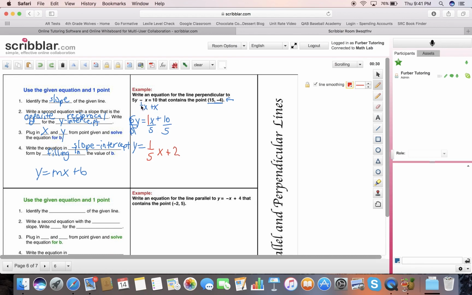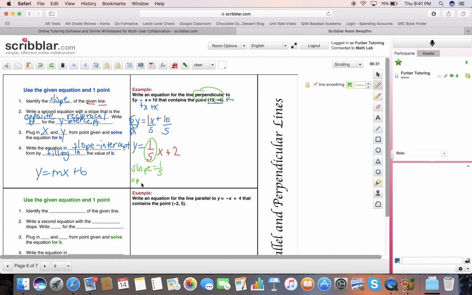So this equation, the starting equation, the given line, has a slope of 1/5. That's the slope of the current line. This slope is 1/5. Now the question is, if that's the slope of the line that's being given, when I write the equation of a line that's perpendicular to it, it's going to have to be the opposite reciprocal. Well, this is 1/5. So the reciprocal of 1/5 would be 5/1 or just plain old 5, right?